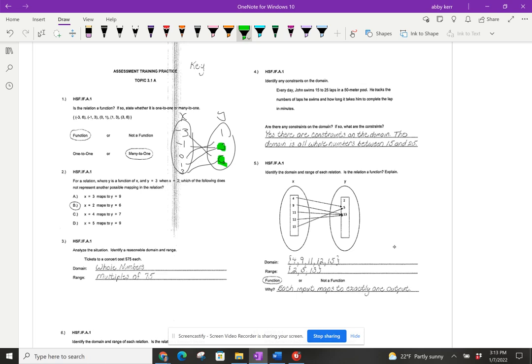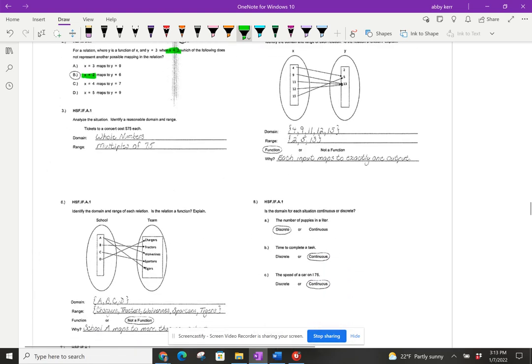Now for number 2, it's the same thing. Our x value is 2, so we cannot have another x value of 2. That would make it not a function.